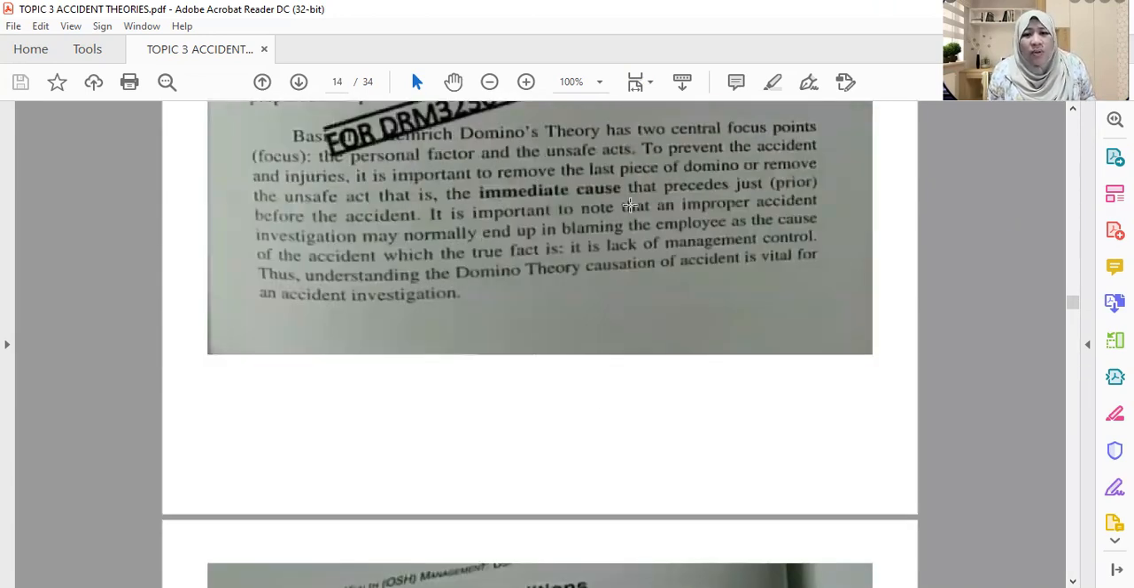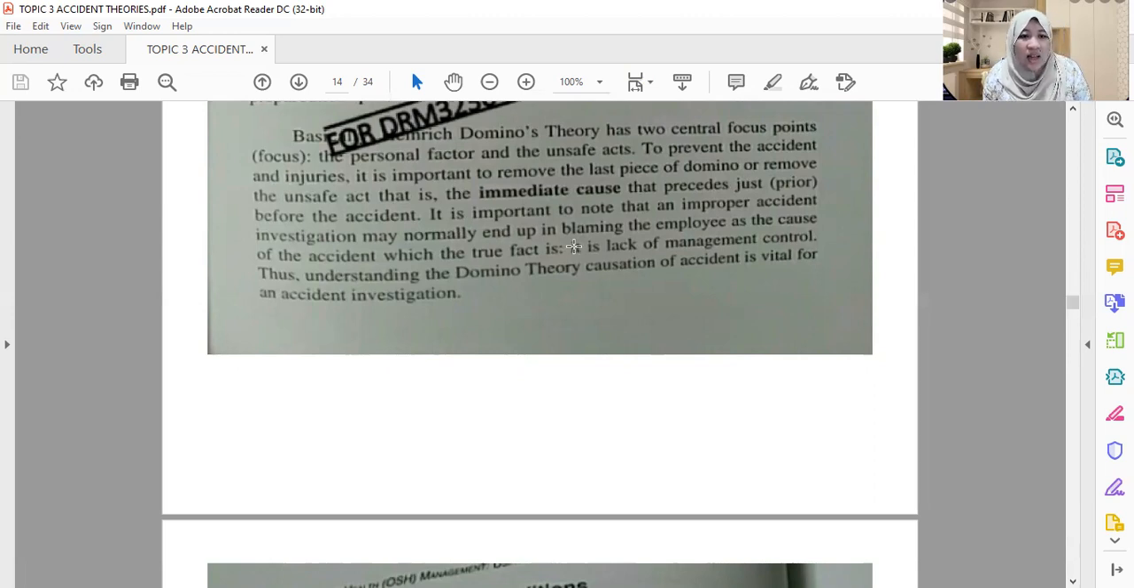Alright, maybe we should go with, like, in here. Based on the Heinrich Domino theory, they have two central focus points, which are the personal factors and the unsafe acts. These are the two main factors, the reasons why accidents highly happen. In here they might say that to prevent accidents and injuries, it is important to remove the last piece of the domino, or remove the unsafe acts, that is the immediate cause that precedes, just prior, before the accident.